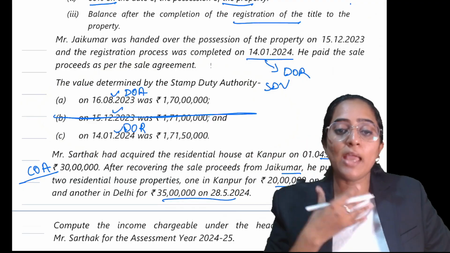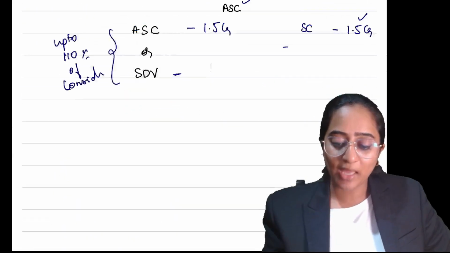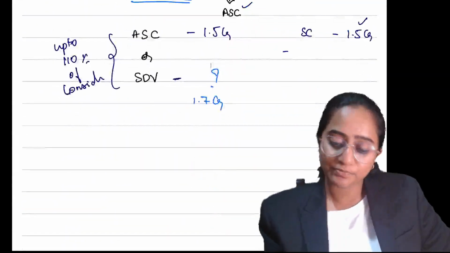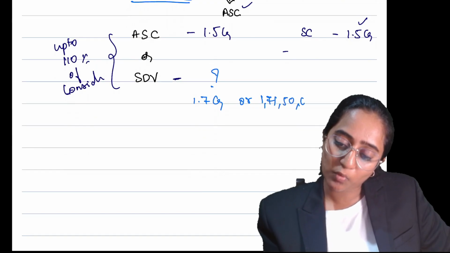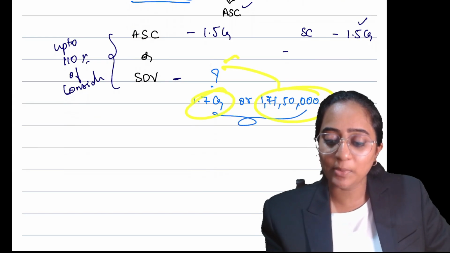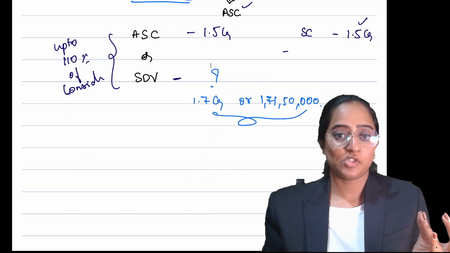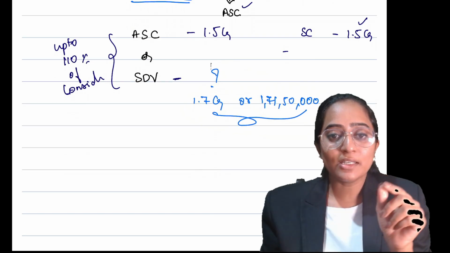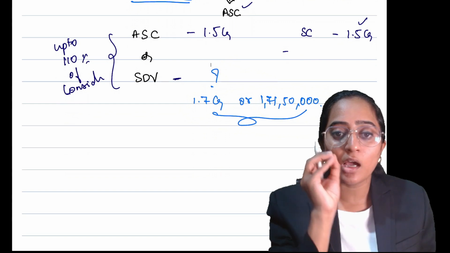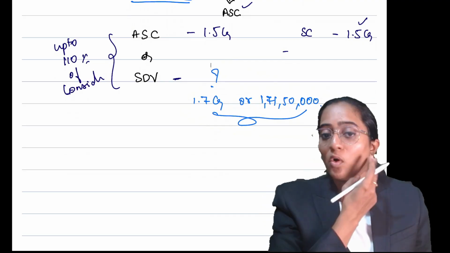The confusion now comes: we have to consider either the date of agreement or the date of registration SDV for the purpose of calculation. Which one should I consider? Should it be 1.7 crores or 1 crore 71 lakh 50,000? I should understand which SDV I'll be considering here. Remember, the provision states you can consider the date of agreement's SDV for your computation, provided you have paid the advance by account payee cheque, account payee draft, or any other electronic clearance mode.